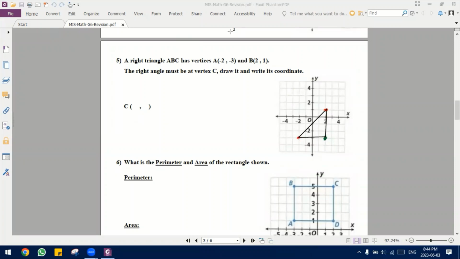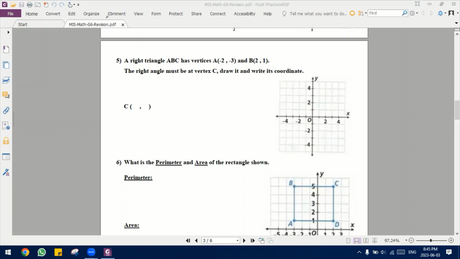And also when you draw the triangle, you need to label the points. Since you draw A, I need to know which point is A, so you should write A next to it. Here you should write B. And as the question says, C should be the right angle, which is here. Now the question asks me to write the coordinate of C. We start with the x value first, it's 2, and the y value is -3. And this question is done.